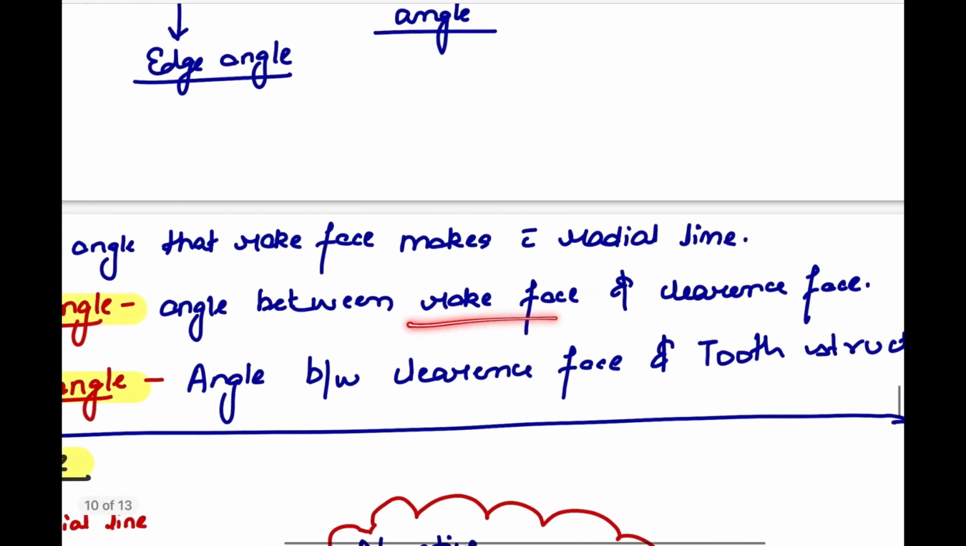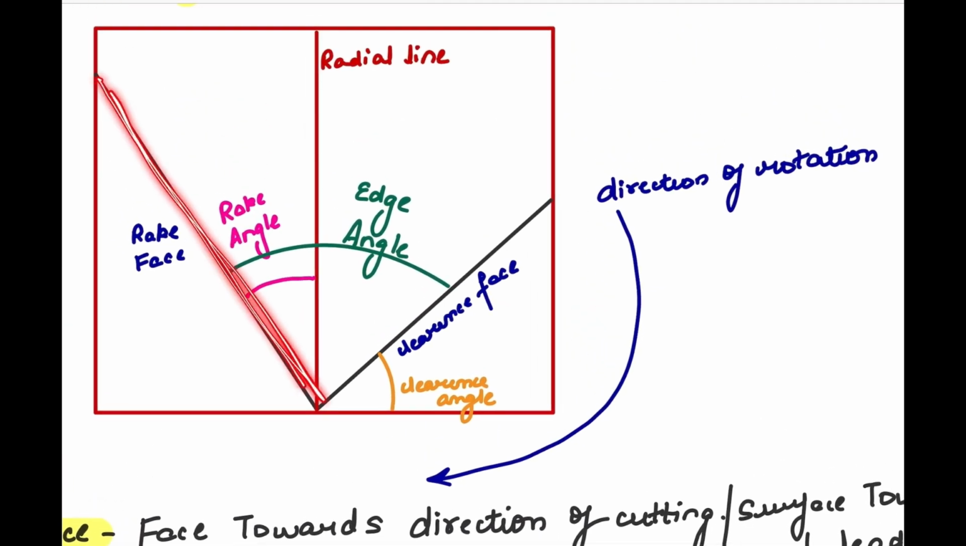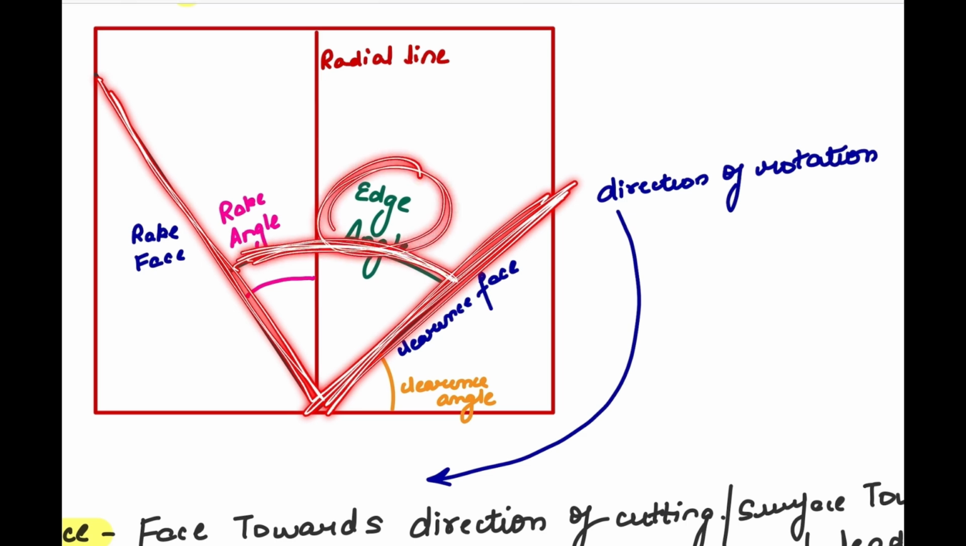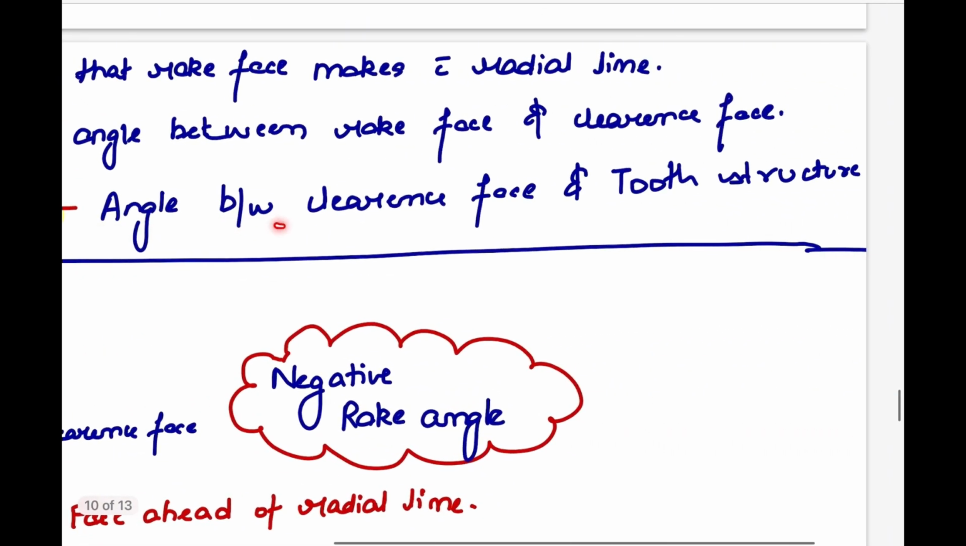Blade angle or the edge angle: the angle between the rake face and the clearance face. The angle formed between two faces, this is the rake face and this is the clearance face. The angle which is formed between these two lines, this is the edge angle, which is also known as the blade angle. Clearance angle: the angle that is formed between the clearance face and the tooth structure.